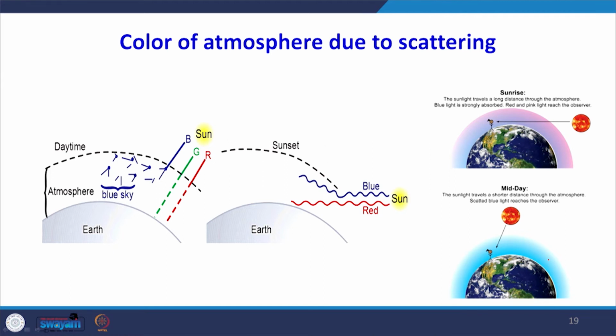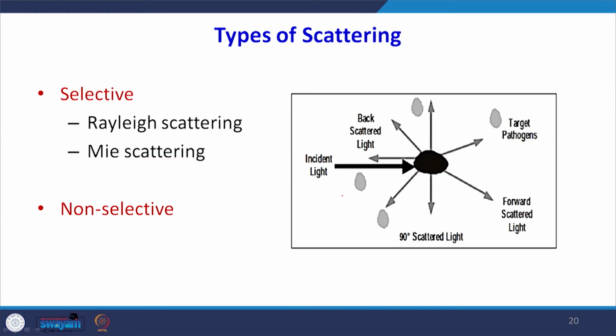Now this is the scattering process which is shown here. During sunrise the distance travelled is long, and during midday the distance travelled is short, and because of that we can see the blue color with short distance travel, and due to the longer distance travel we can see the orange and reddish color of the sky. So during the daytime the blue part of the spectrum is scattered more, and at sunrise and sunset the blue part is lost because of the distance travelled, so the red part reaches our eye.